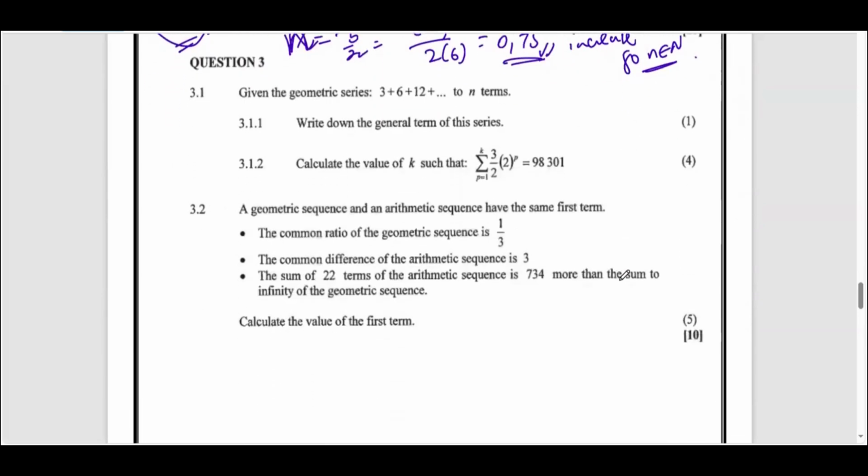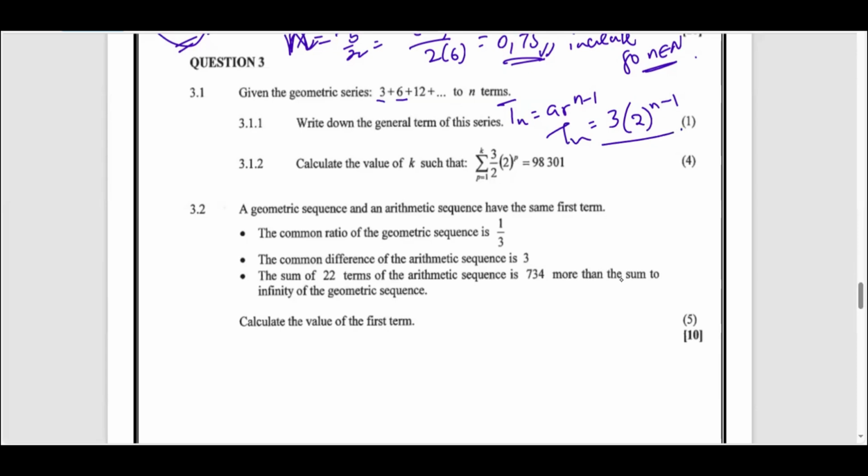Then question number 3, given the geometric series 3, 6, 12, and so on, they want us to write down the general term. So we know that the general term is A R to the exponent of n minus 1. Your A is 3. What's your R? 6 divided by 3, that's going to be 2. So the general term is 3 times 2 to the n minus 1. That's what the question wanted.